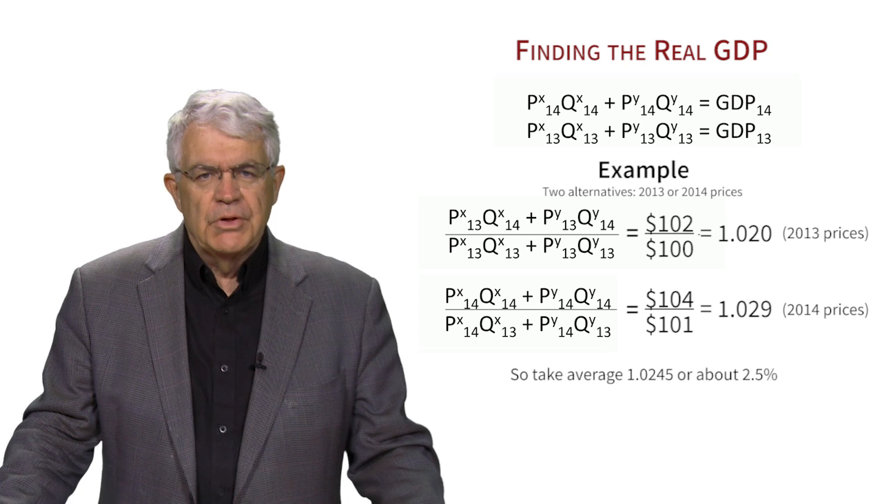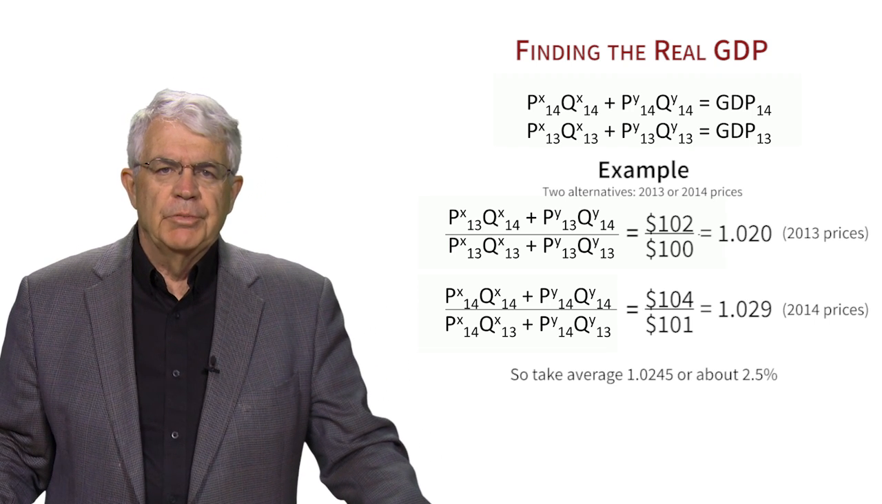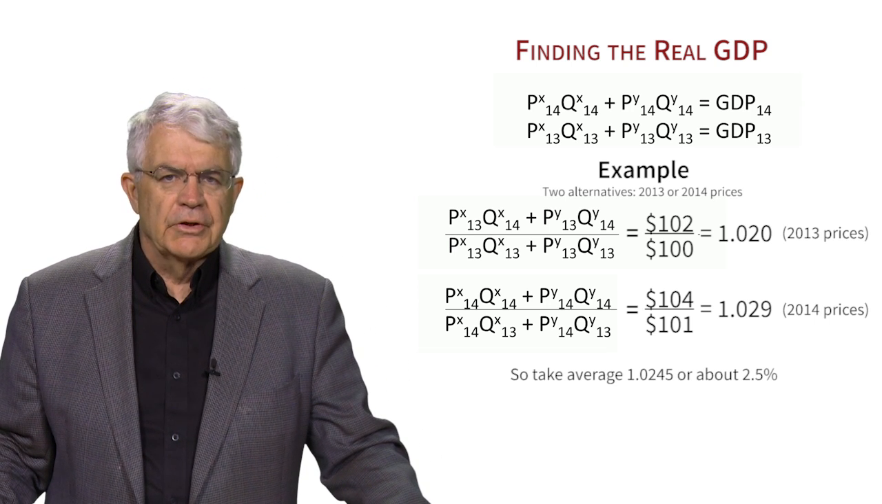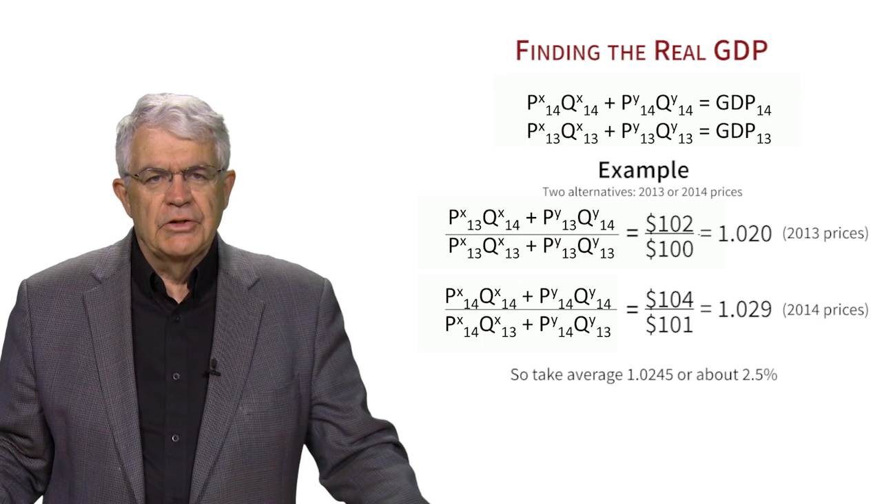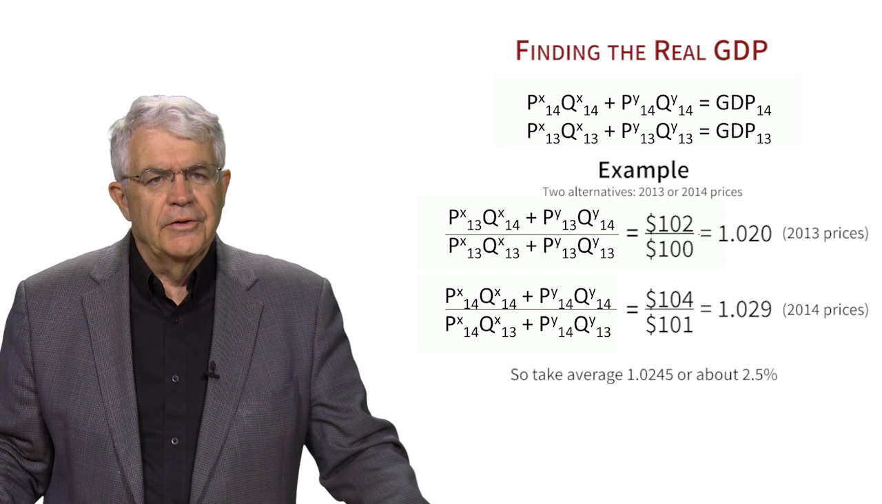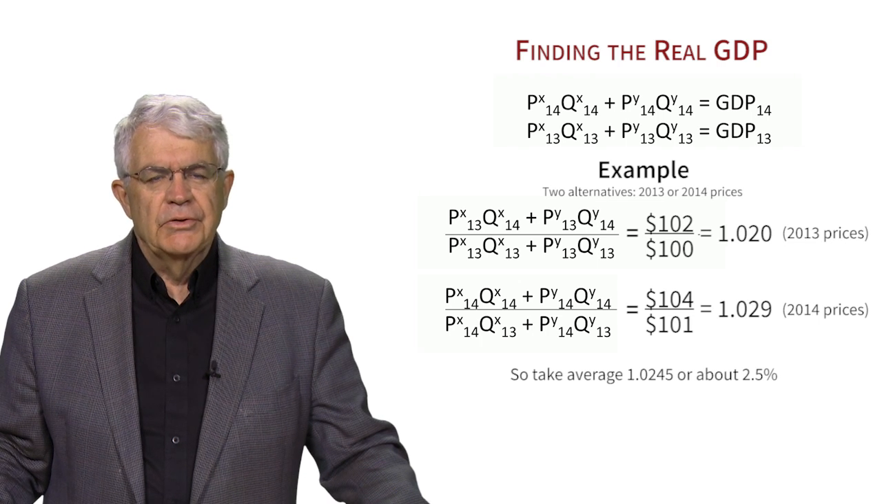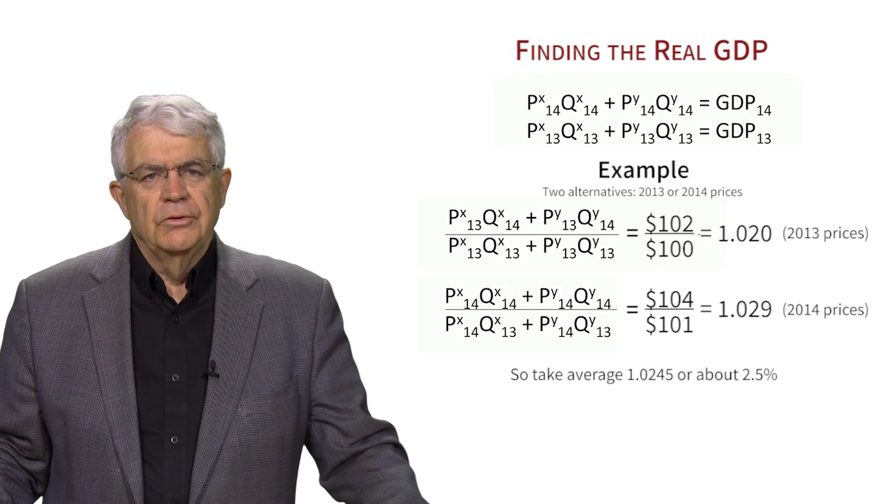We need a few symbols to describe how real GDP is calculated in the U.S. economy or in any economy. So let's imagine there's two goods, good X and good Y. And let's imagine there's two periods in time, say 2013 and 2014. And we want to examine both the prices, P, and the quantities, Q, that pertain to 2013 or 2014.